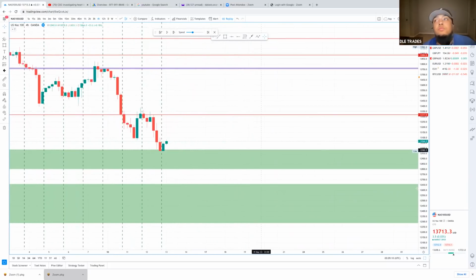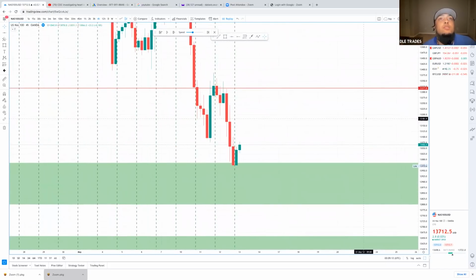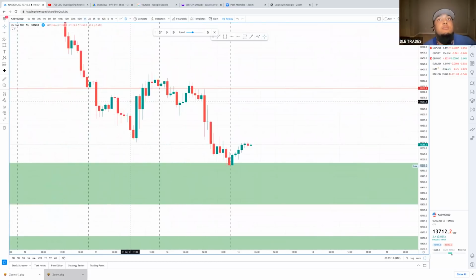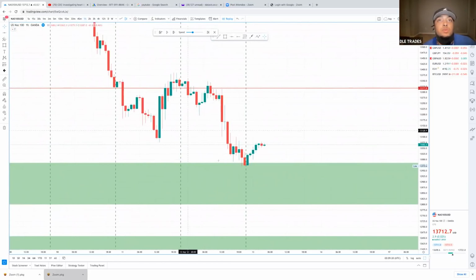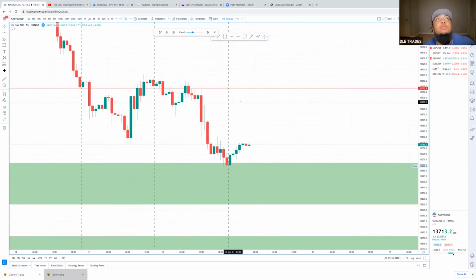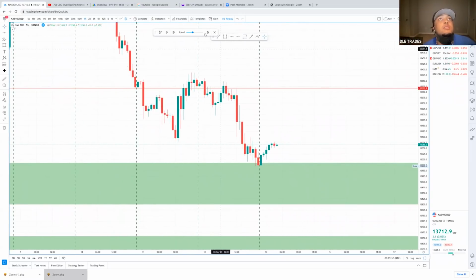Now check this out. We've got a reaction out of this demand zone, right? It's almost to the penny. Let's drop down to a smaller time frame. So we got a nice reaction out of this zone, right? For confirmation, we need to see a double bottom in this zone. We need to see a double bottom, then we can speculate that we can go higher. So let's see.